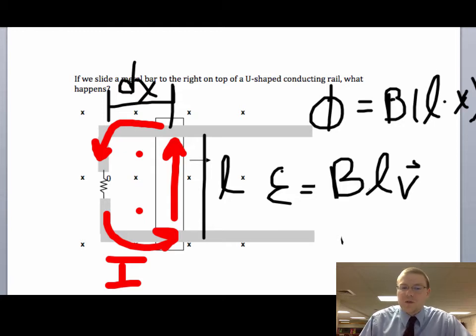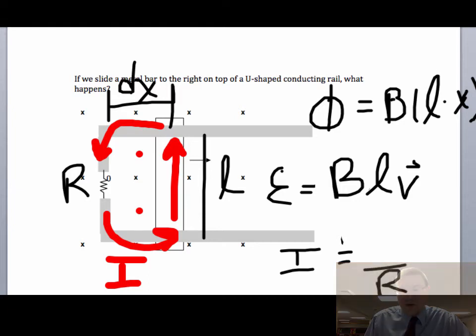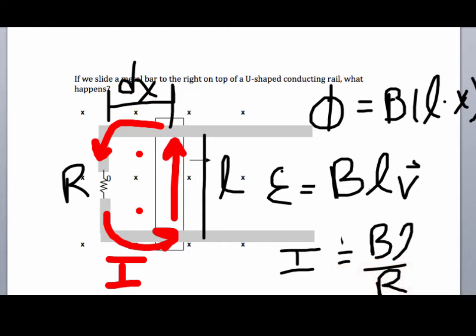Now that we know the voltage, if I want to find the current, there's a resistor over here that's going to dissipate that heat. Since now there's going to be moving charges and they're going to generate some energy, that resistor is going to heat up, and we can find our current by taking V over R, or our new induced voltage of the BLV.